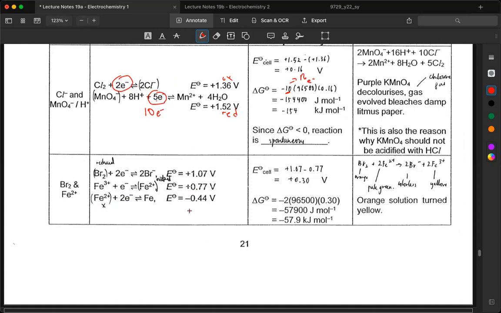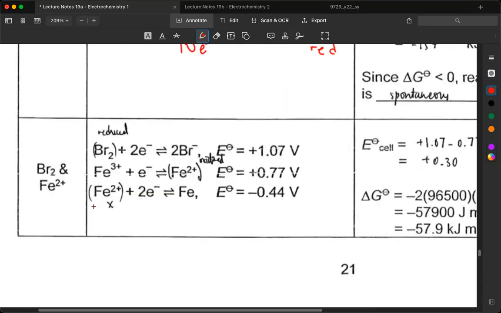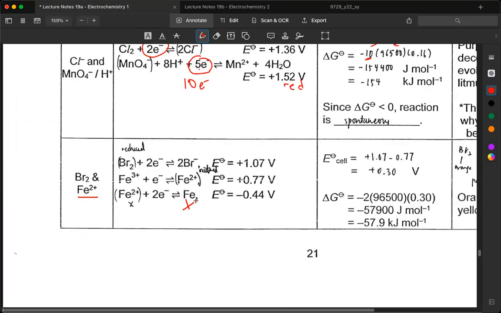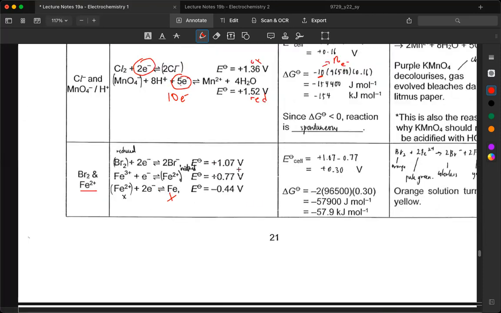But actually, you don't use this, because Br2 is going to reduce to 2 Br minus, right? Then the other species must be oxidizing. But you are using Fe2+ here. You say Fe2+, so you cannot use this, because this must be oxidizing. So it can only be Fe2+. So this system is out.